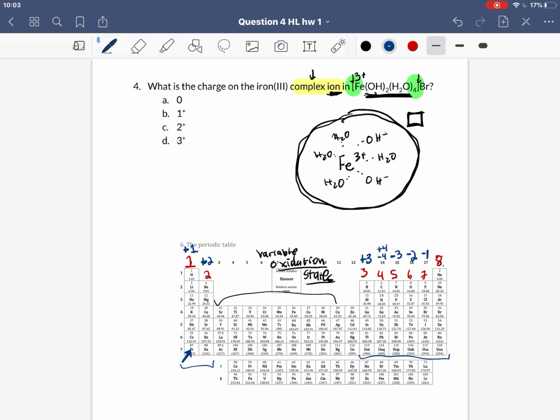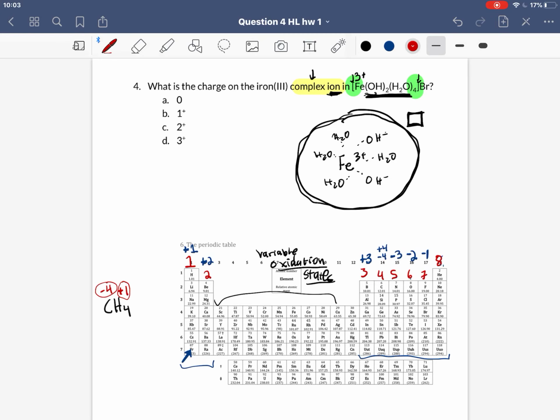Now I know that these elements don't all form ionic bonds, right? Sometimes they don't carry a full charge. If I had a molecule like CH4, for example, well, that's a covalent bond that forms between the C and the H. So the H does not carry a full +1 charge. The C does not carry a full -4 charge. But for oxidation states, that's how we assign them.